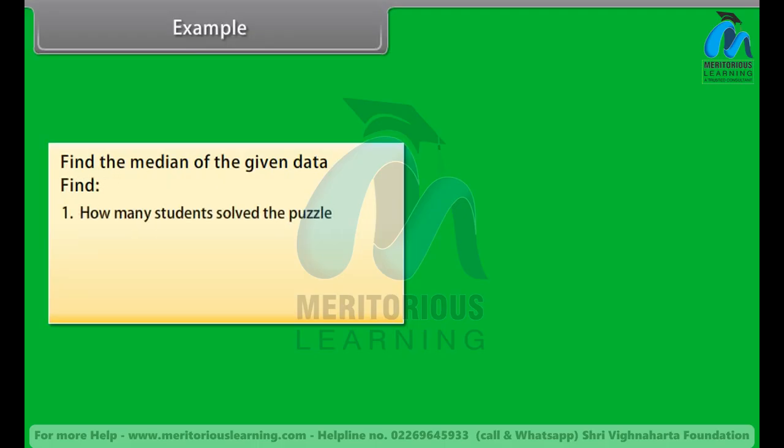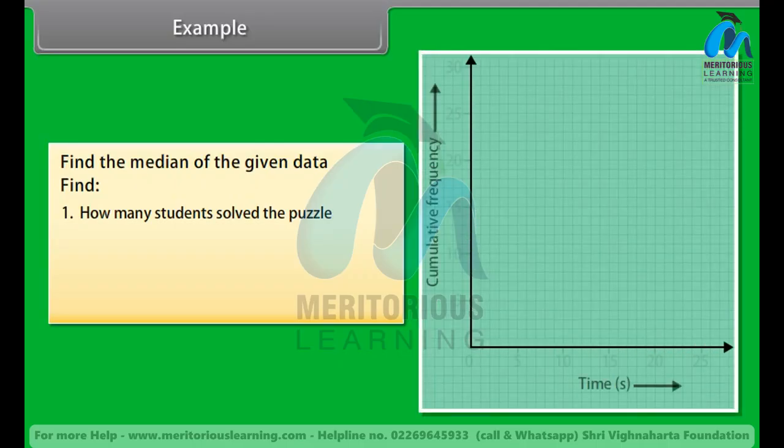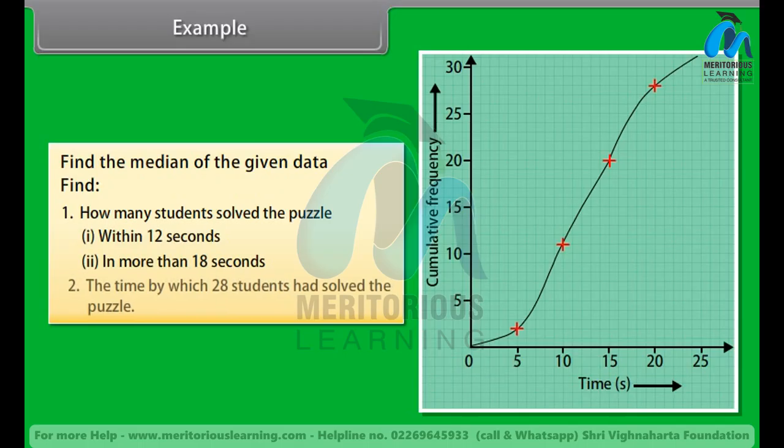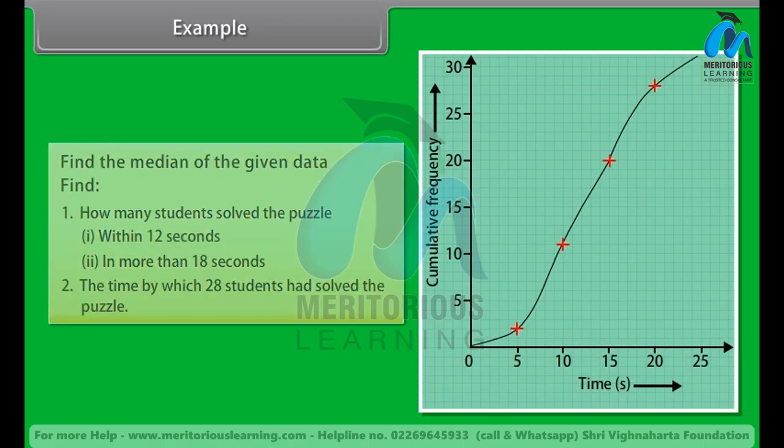Find 1. How many students solved the puzzle within 12 seconds, and in more than 18 seconds? 2. The time by which 28 students had solved the puzzle.